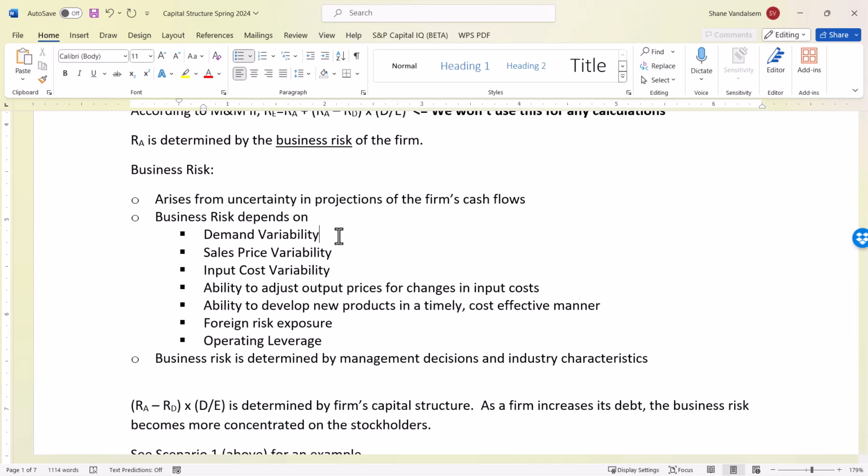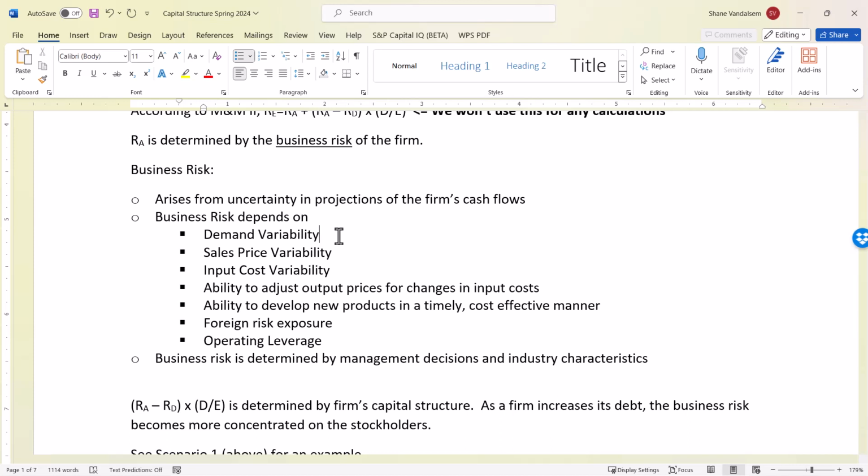The ability to develop new products in a timely, cost-effective manner. If companies can't develop new products in a timely, cost-effective manner, that increases the business risk of the firm. Foreign risk exposure. This is related to the amount of business the company is doing overseas, or dependencies that the firm has on supplies or things like that coming from overseas. Going back to the example of the computer chips in cars, this was one of the problems. There was a supply chain issue. Those computer chips weren't getting manufactured fast enough, and they were having a difficult time getting them over to the United States. And so this was a risk associated with having foreign manufacture of those chips.